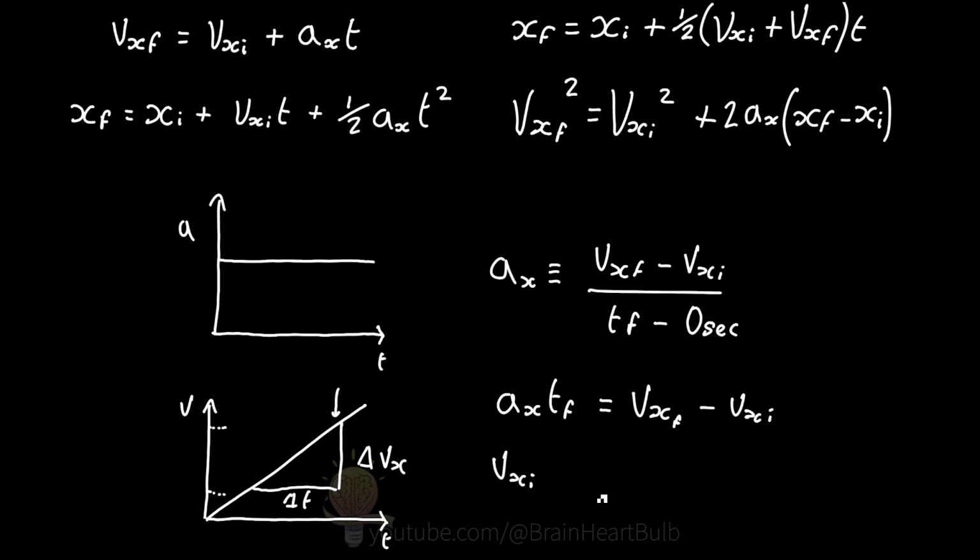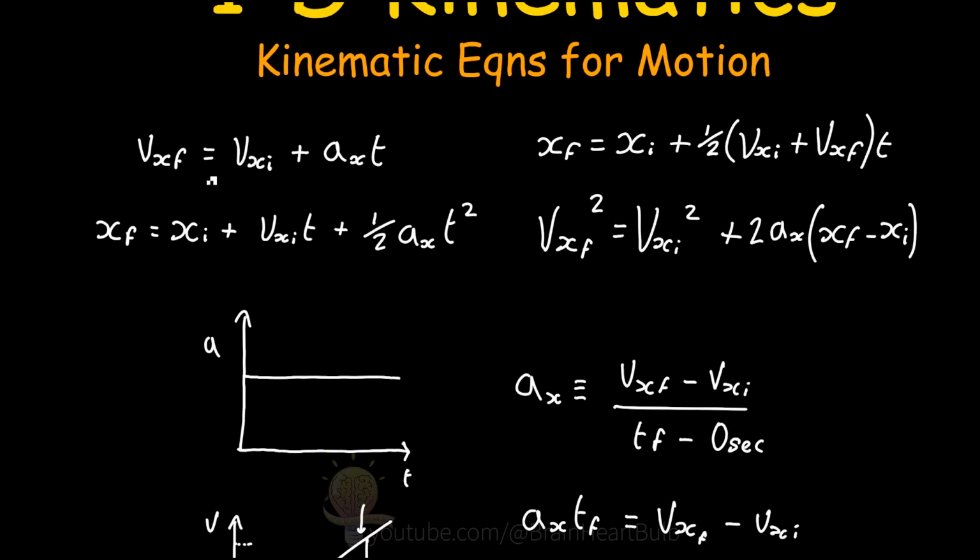v_xi plus a_x t_f is equal to the final velocity. This is the first equation in our list up here.